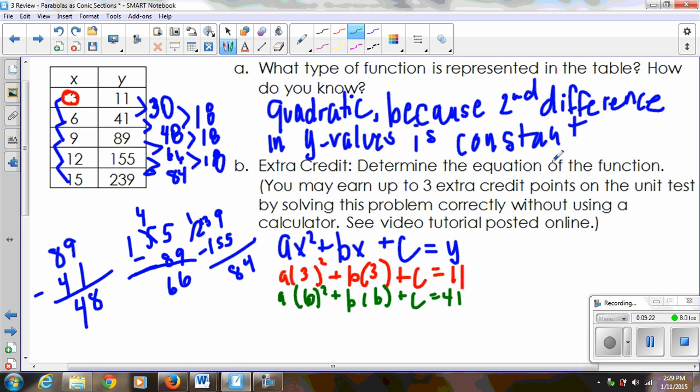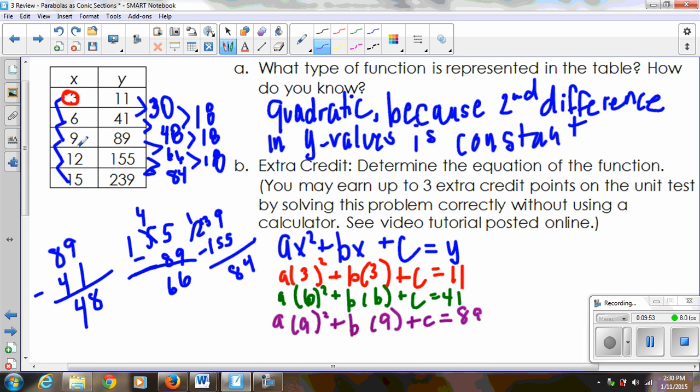And because I have 3 unknowns, if you remember, we need to have the same number of equations as the number of variables that we have. So I need a third equation. So I'm going to use that third x value, 9. And I'm going to have a times 9 squared plus b times 9 plus c, and that's going to equal 89. And certainly you can choose other values, like I could use the 15 as my input or 12 as my input.